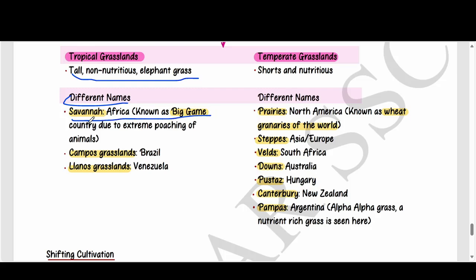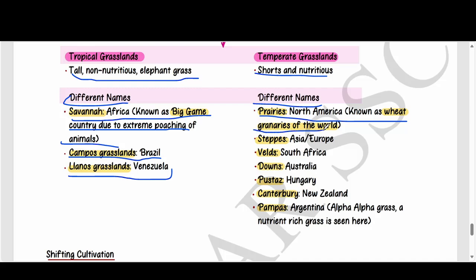Southern Africa is known as the big game country due to the extreme poaching of animals. Campos grassland, Brazil; Llanos grass, Venezuela. Temperate grasslands are a source of nutrition and have different names. Prairies, North America, are known as the wheat basket of the world.